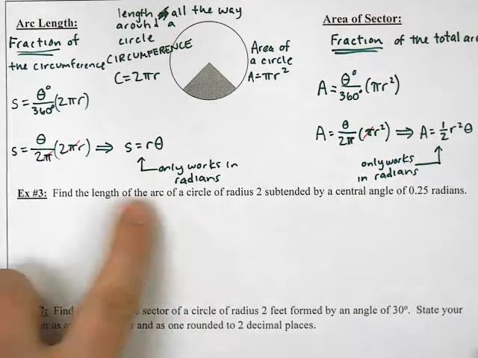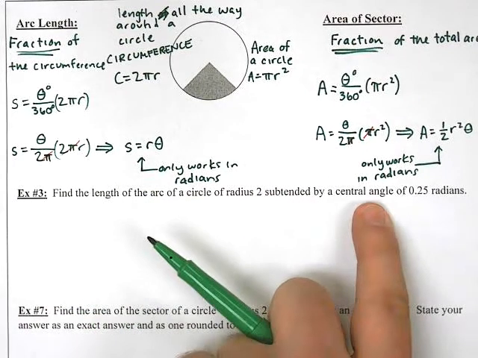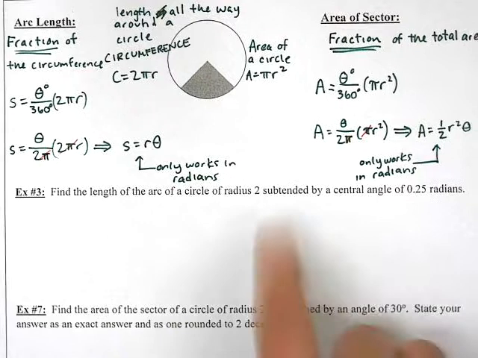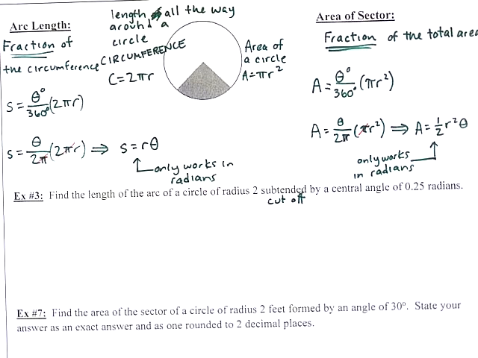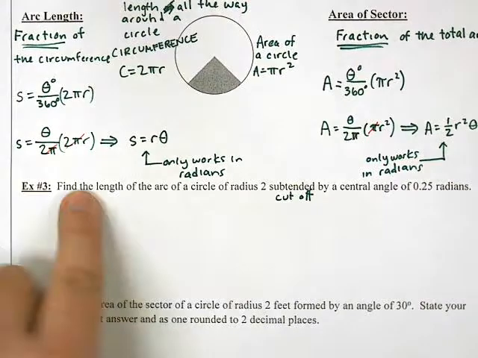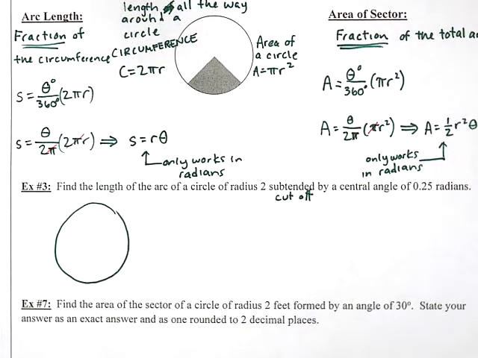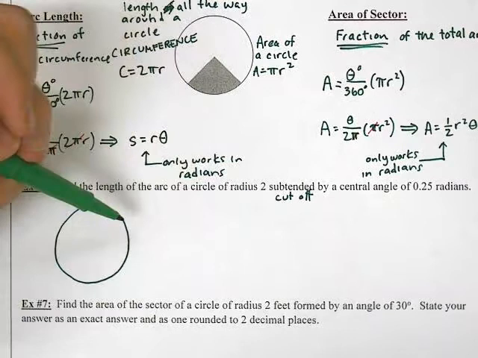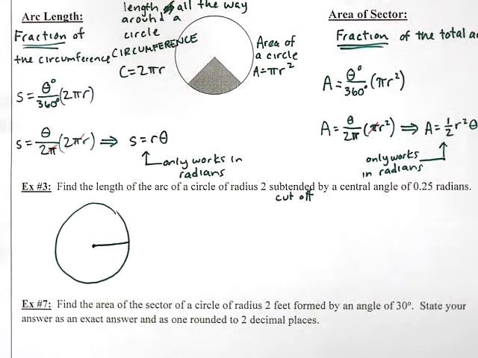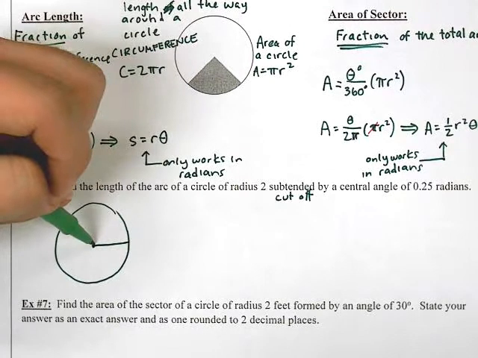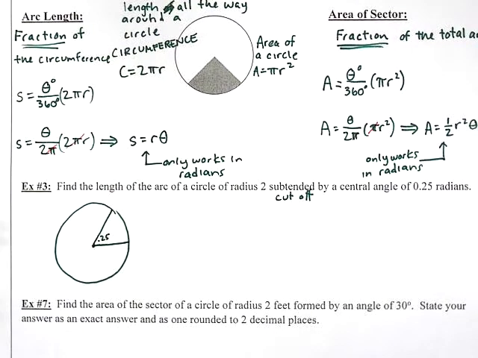We want to find the length of the arc of a circle of radius 2 subtended by a central angle of 0.25 radians, all right? This word subtended, I'm just going to go with like cut off, something like that. Cut off by a central angle. So we have a circle. Not the best circle, whatever. Find the length of the arc of radius 2 subtended by a central angle. So I can just make any angle right here, and I know that its measure is 0.25, in radians.